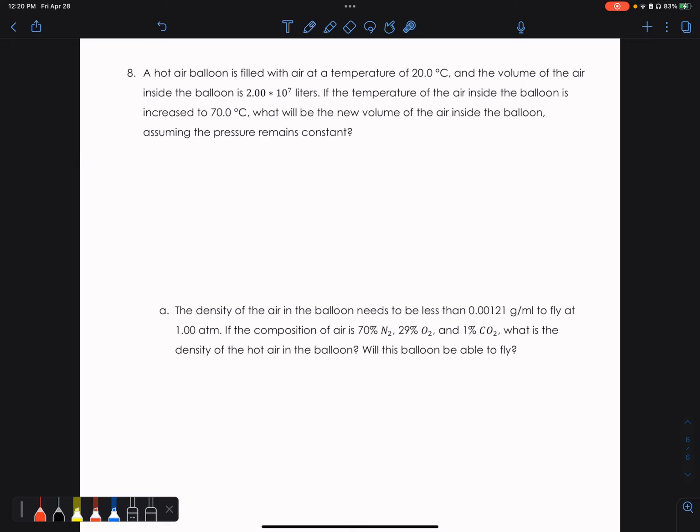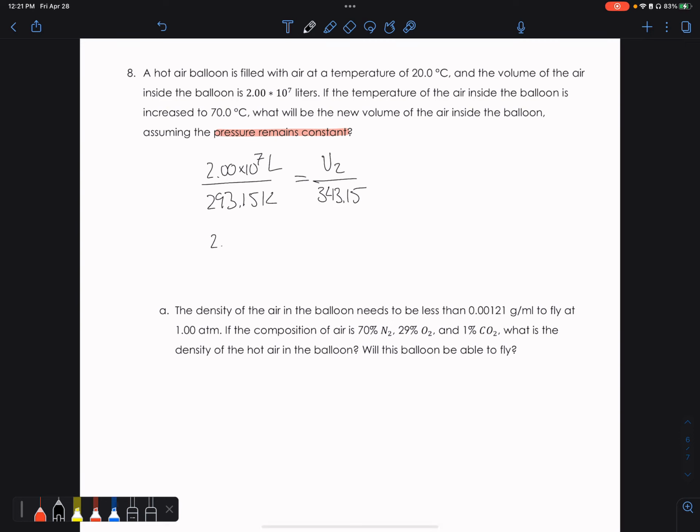So, pressure remaining constant is a hint that we need to use Charles' law here. So if we're starting with 2.00 times 10 to the 7 liters over 20 degrees C, but converted into Kelvin, it's going to be 293.15 Kelvin, equals whatever our V2 is, over 273.15 plus 70, 343.15. Now you can take our 2 times 10 to the 7 divided by 293.15, multiply that by 343.15.